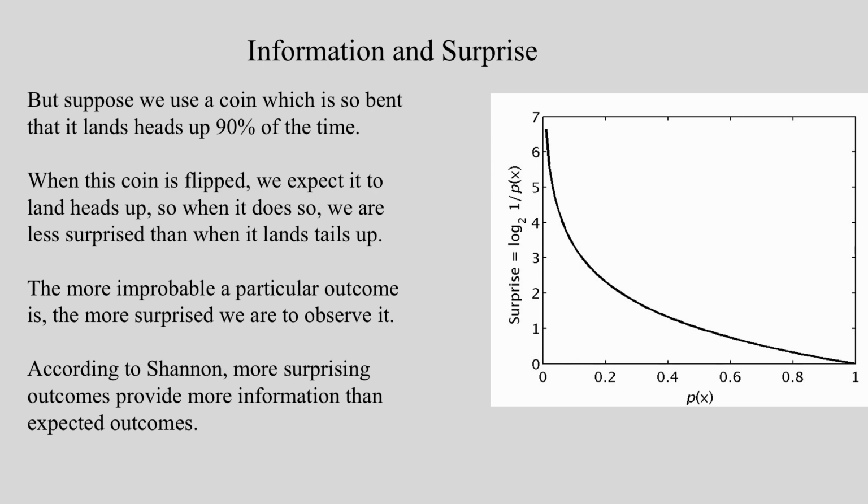But suppose we use a coin which is so bent that it lands heads up 90% of the time. When this coin is flipped, we expect it to land heads up, so when it does so, we are less surprised than when it lands tails up. The more improbable a particular outcome is, the more surprised we are to observe it. According to Shannon, more surprising outcomes provide more information than expected outcomes.